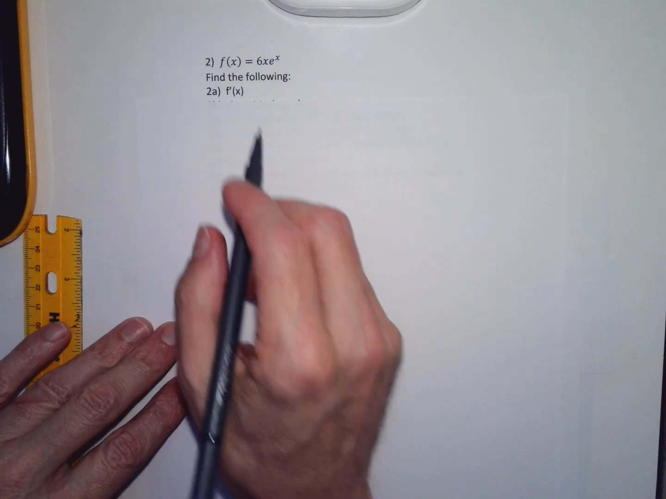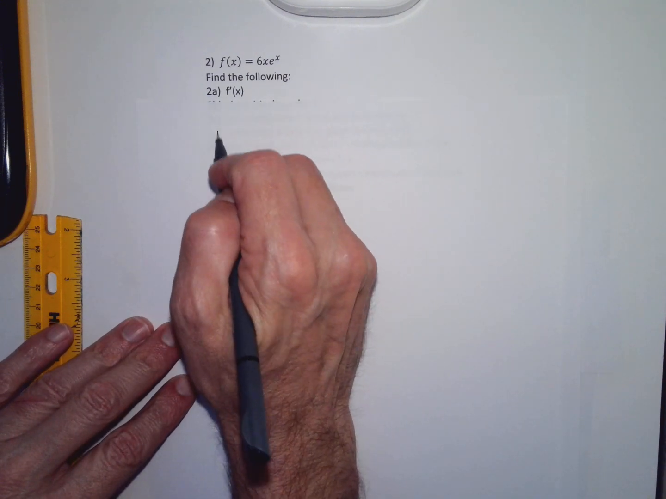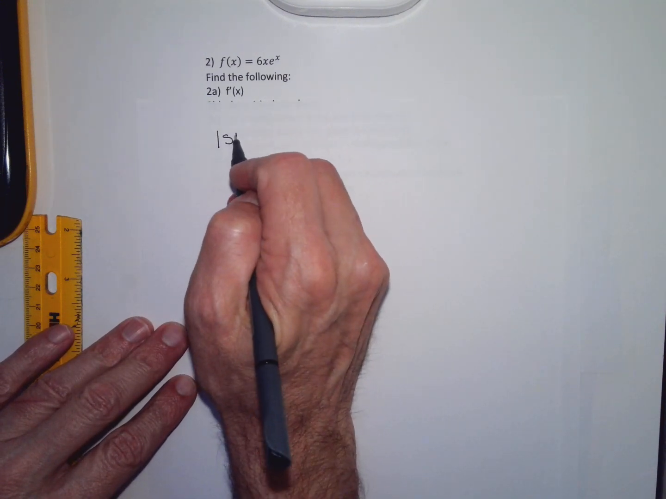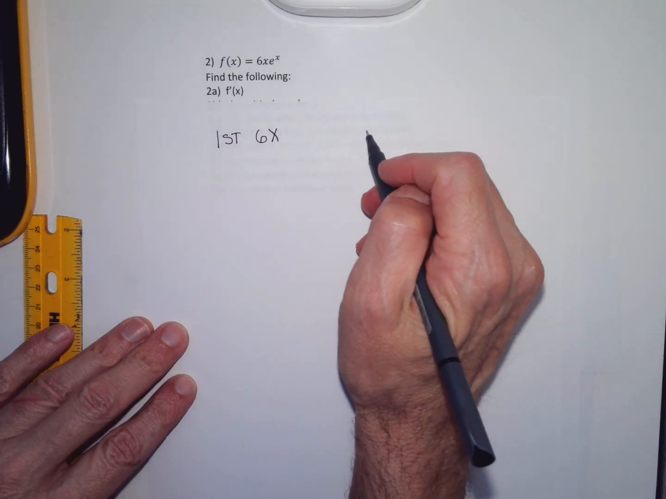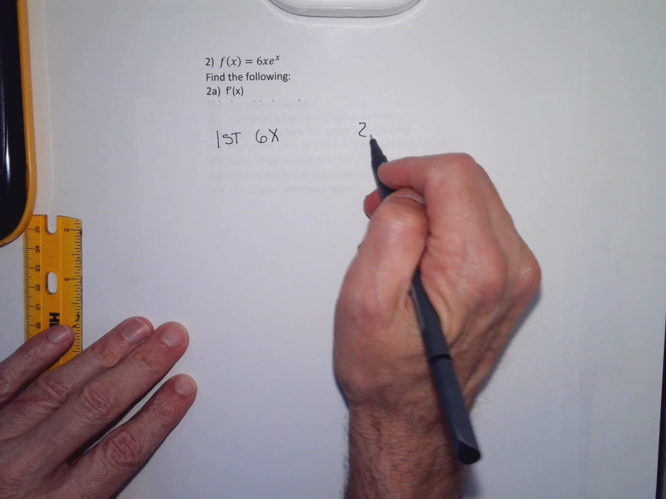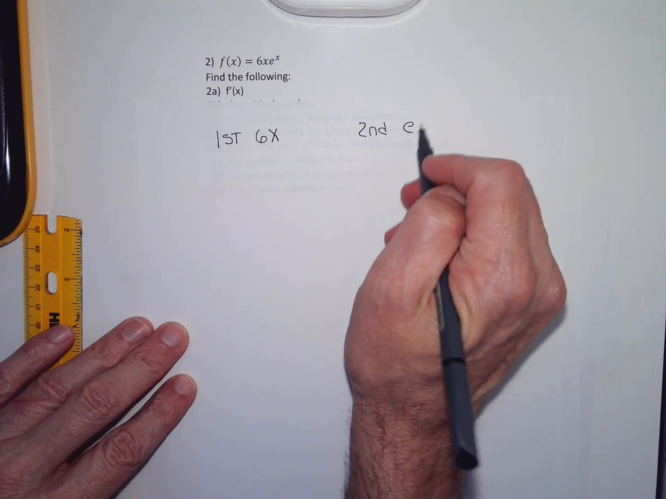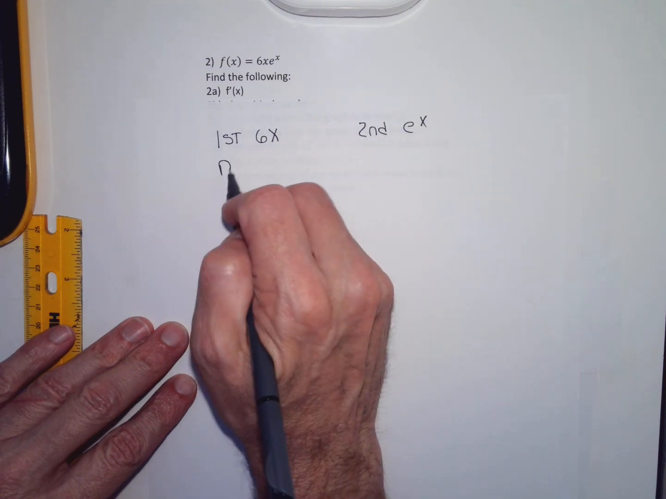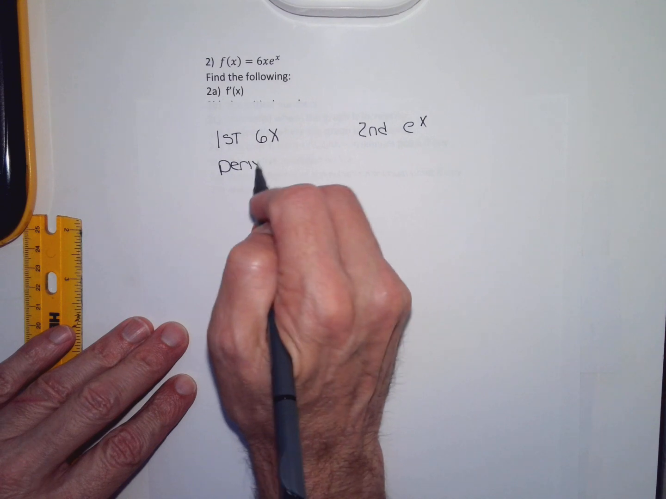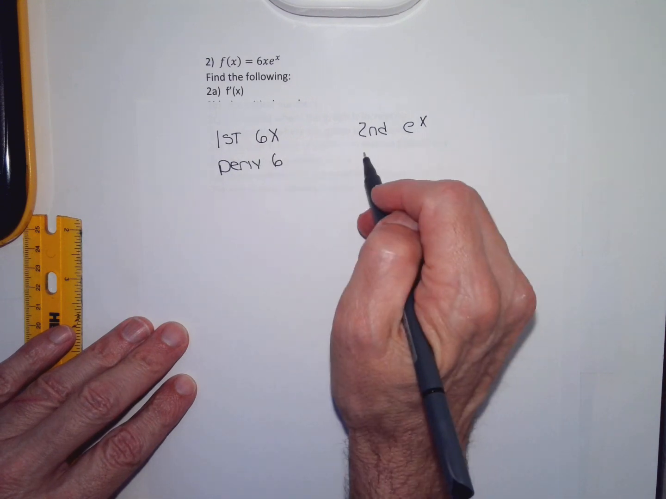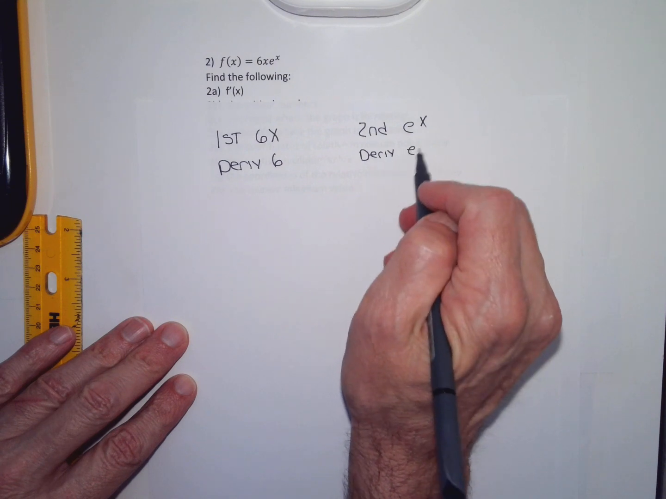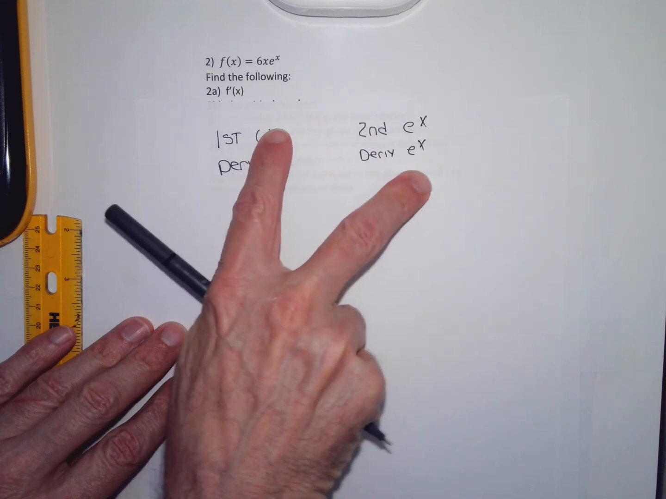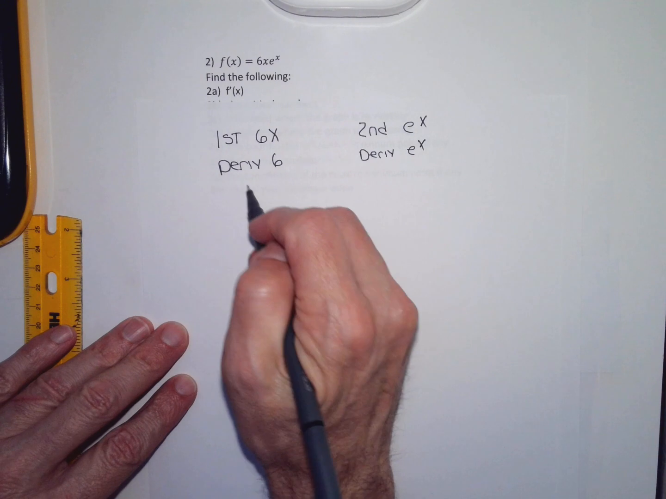So for this problem number 2, I need the product rule to do the derivative because it's multiplication and both factors have an x. The first factor is 6x. The second factor is e to the x. The derivative of 6x is just 6. And we've done this a few times. The derivative of e to the x is just e to the x. So I'm going to speed through that derivative. Cross multiply, put a plus between.